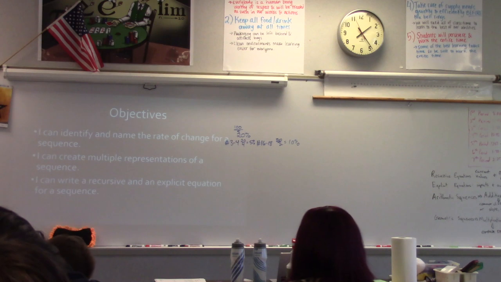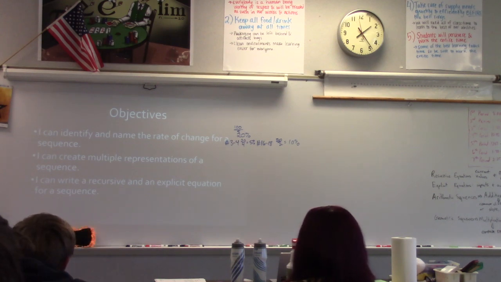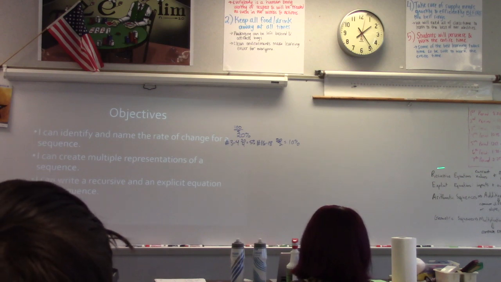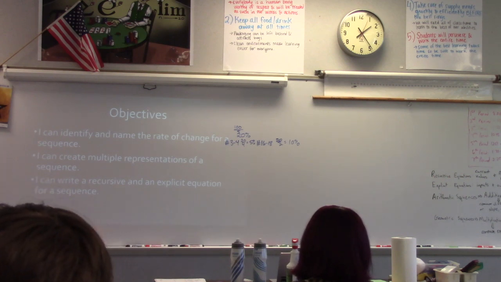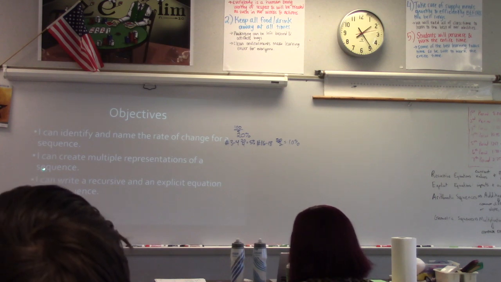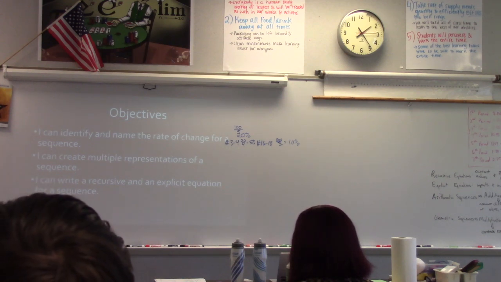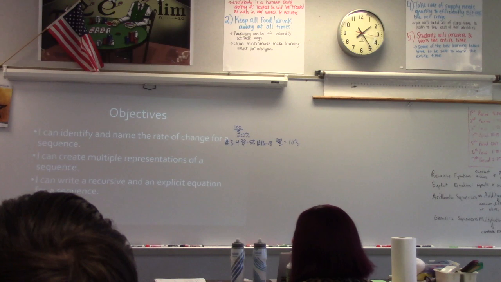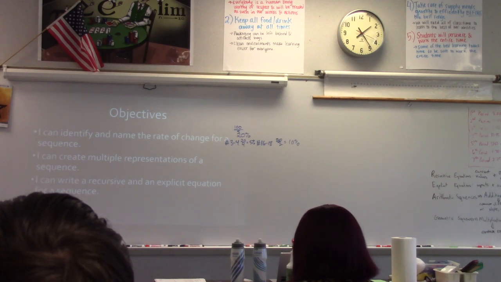Now I do want to point out, I erased all of this, but I wrote down the most important parts over here. What we need to think about with recursive equations, what we need to think about with explicits, the keys to arithmetic and geometric sequences. So if you need to reference that, it's over there. We also want to be able to create multiple representations of a sequence. What are the different representations you can always create?